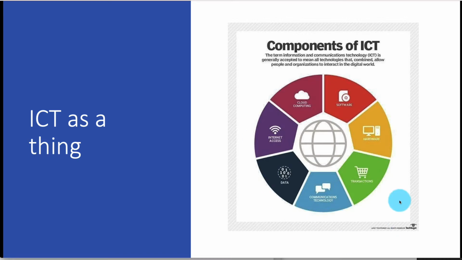So there is hardware, like your smartphone, your computer, your printer, your monitor. There's software, like Microsoft Word, Microsoft Excel, and many other applications. There's cloud computing, which we can do with Office 365 and Dropbox. There's internet access, so Wi-Fi or your home router. There's data, managing all of the information we find, and the different communications or ways we have to communicate, and of course, the different ways we have to interact, from shopping to other ways of interaction. But that is ICT as a thing.